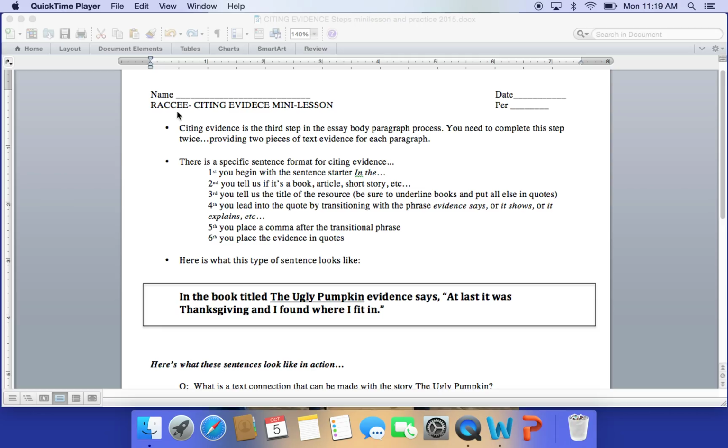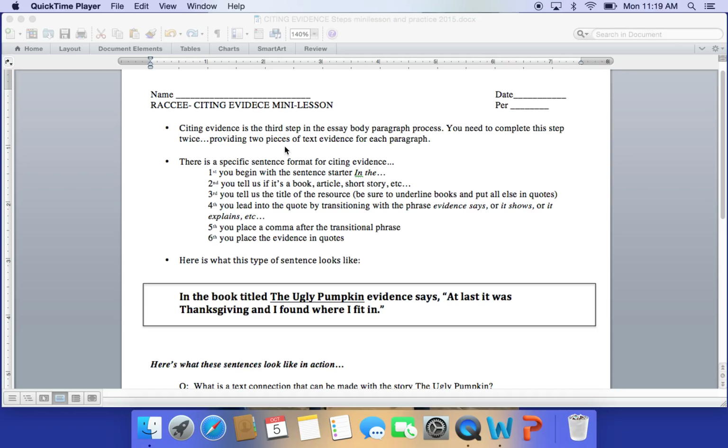All right, the C represents citing evidence. It is the third step in the essay body paragraph process. You need to complete this step twice because you need to give two pieces of text evidence for each body paragraph. So you'll be talking about a novel or a book. You'll be talking about a character or some sort of part of the plot of a story. And as you're discussing the answer to the essay question, you will come to a point in the body paragraph where you actually have to give some evidence that supports your answer.